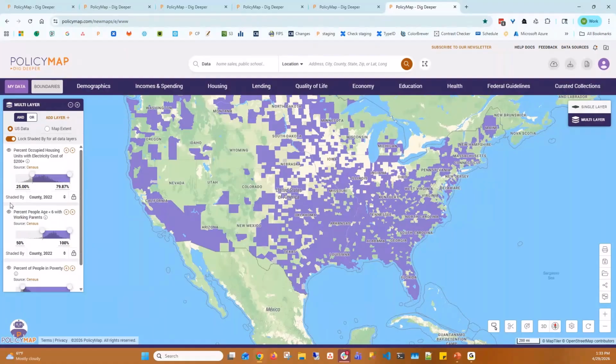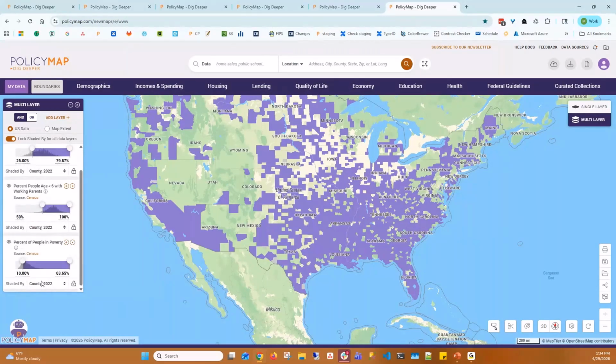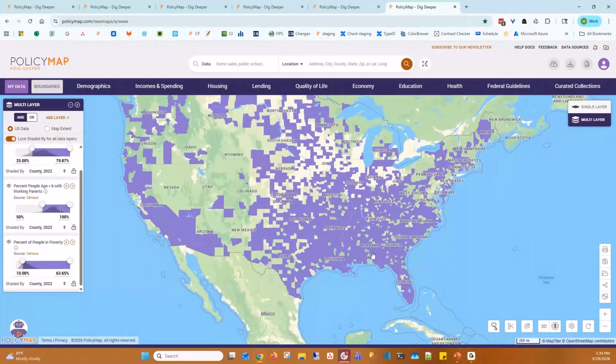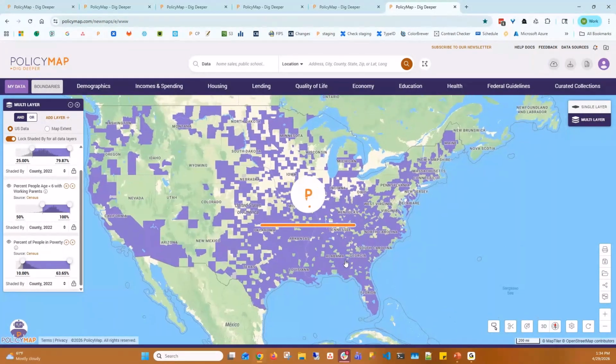I've started to filter these down, so at least 25% within a neighborhood. All that is purple right now is at least 25% or more paying more than $200. More than 50% of households in these communities have children under the age of 6. And the last indicator I added was percent of people in poverty, and that's at least 10% of people within these communities. It is a sobering fact to see so much purple on this map.